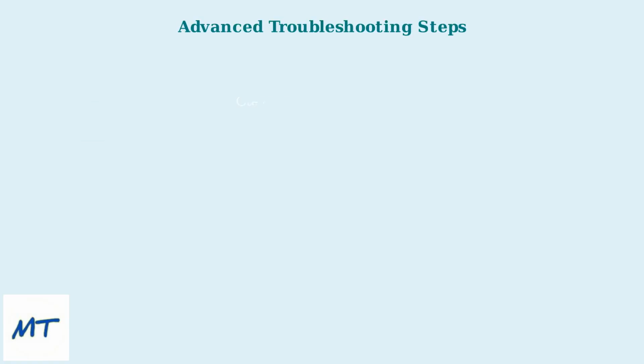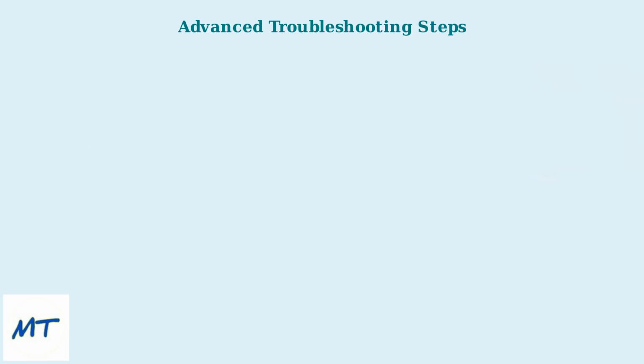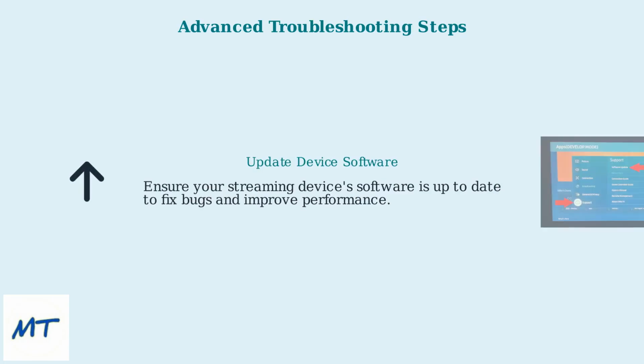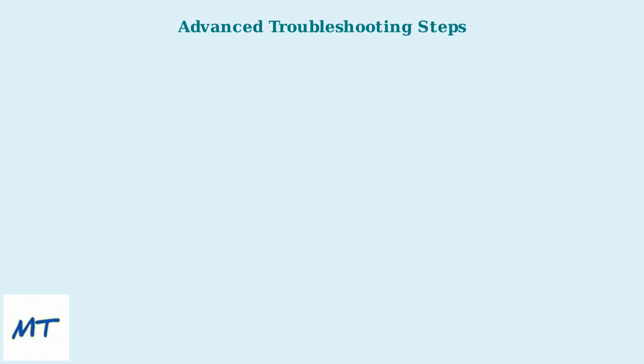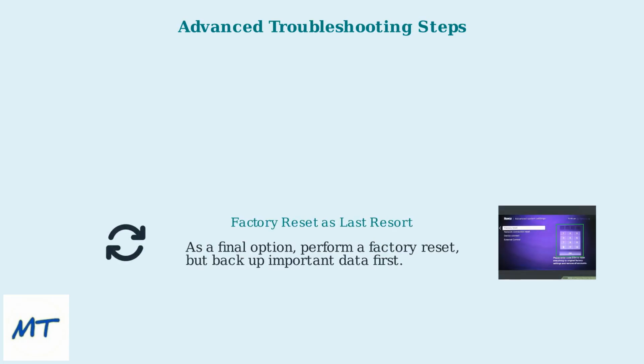If rebooting your devices and changing DNS settings don't resolve the error, try clearing the cache and data of the Xfinity Stream app to remove any corrupted files. Next, ensure your streaming device's software is fully up to date, as outdated firmware can cause streaming errors. As a last resort, consider a factory reset of your streaming device. Remember to back up any important data before proceeding.